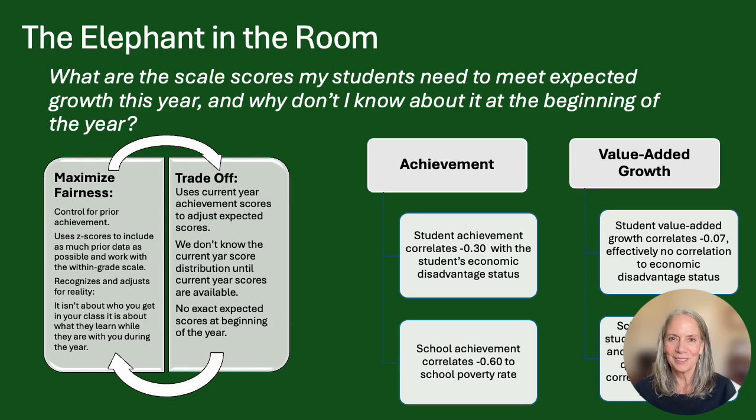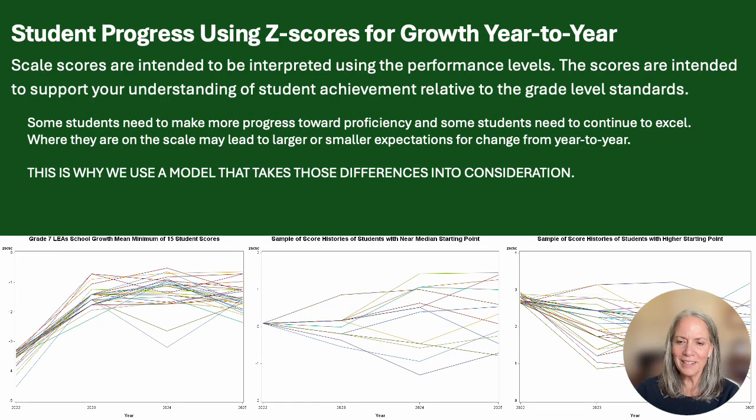So those flat lines in the prior slide, in order to really see where students are, we put them on a standard scale. It's called a Z-score. What that does is tell us how far they are from how students are doing on average. And we actually do that across all the years so that the scores are comparable.